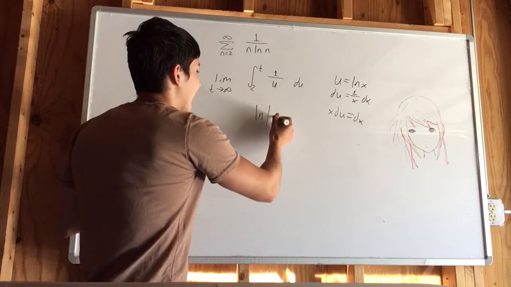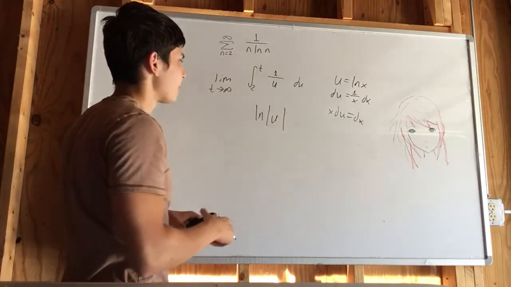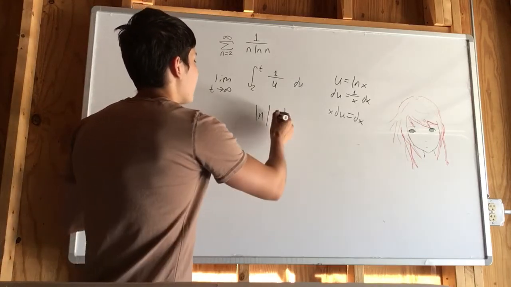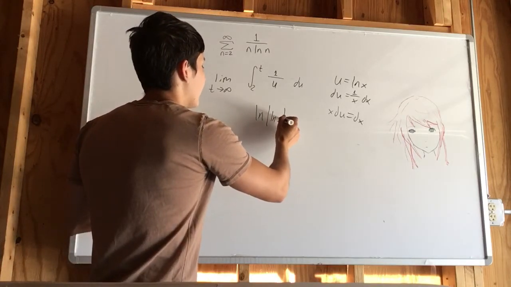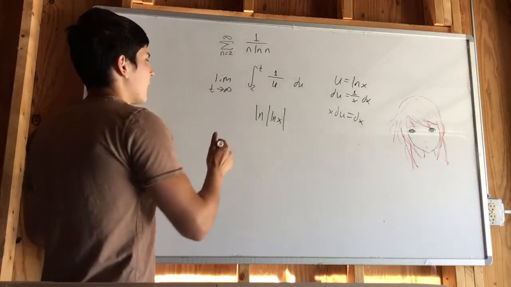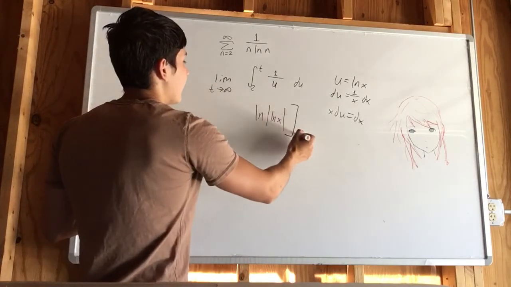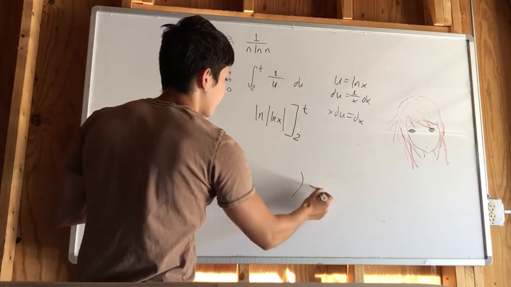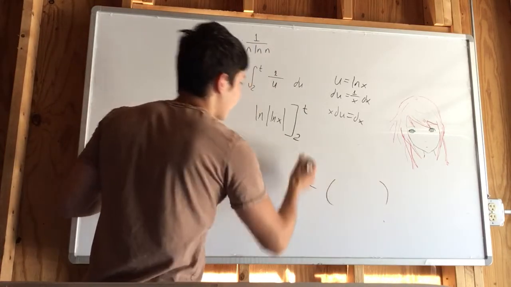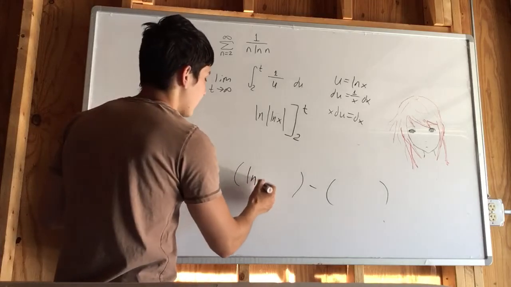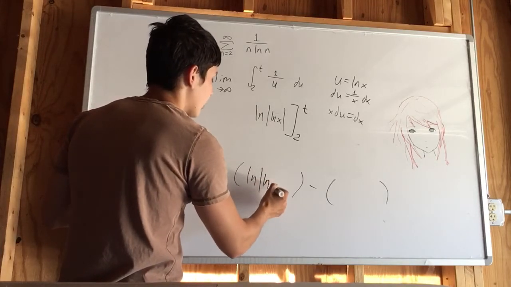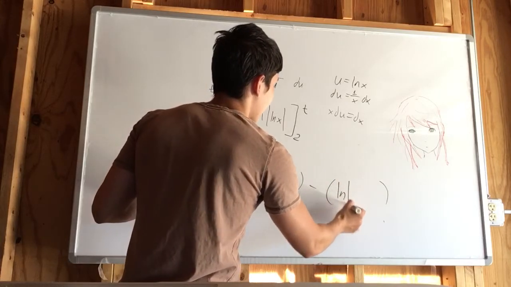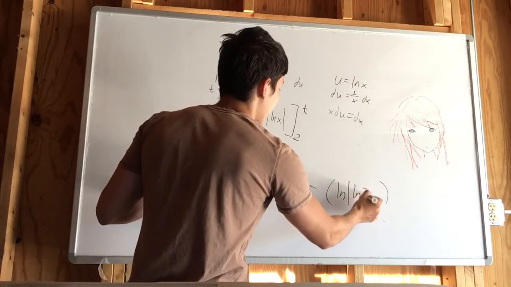So the natural log of the absolute value of u, make the substitution back. So we have the natural log of the natural log of x. This is evaluated from 2 to t. We subtract the bottom bound from the top bound, so we have the natural log of the absolute value of the natural log of t minus the natural log of the absolute value of the natural log of 2.